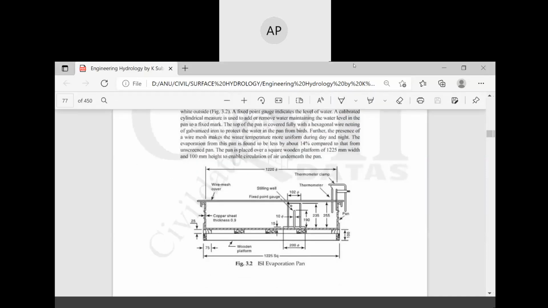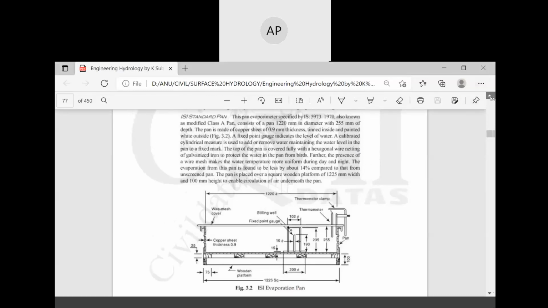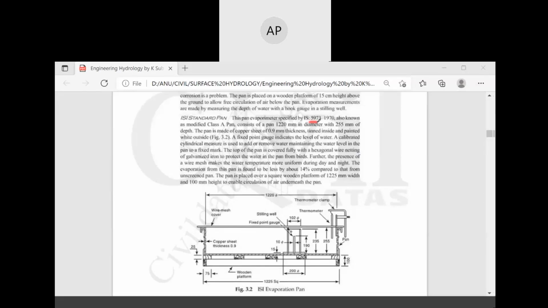So there in the figure is the system of the ISI evaporation pan. Basically this pan is designed by Indian Standard 5973 1970. There is a copper sheet, thickness is 0.99. This is the wooden platform, and this is the thermometer clamp. The thermometer is placed in the water to measure the temperature.